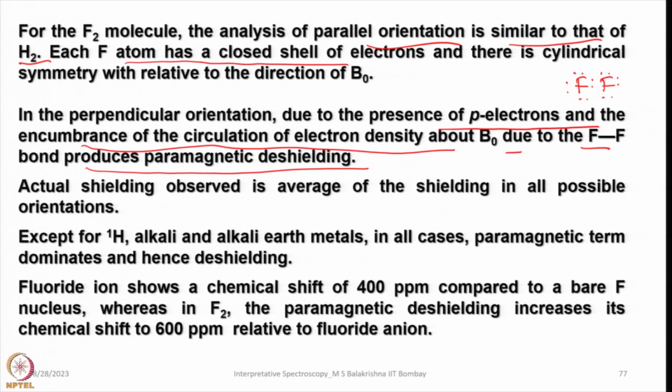As a result, what happens? The circulation of electron density is encumbered, hindered. As a result, it produces a considerable amount of paramagnetic deshielding. That means the sigma p term is quite large. So the actual shielding observed is the average of the shielding in all possible orientations.